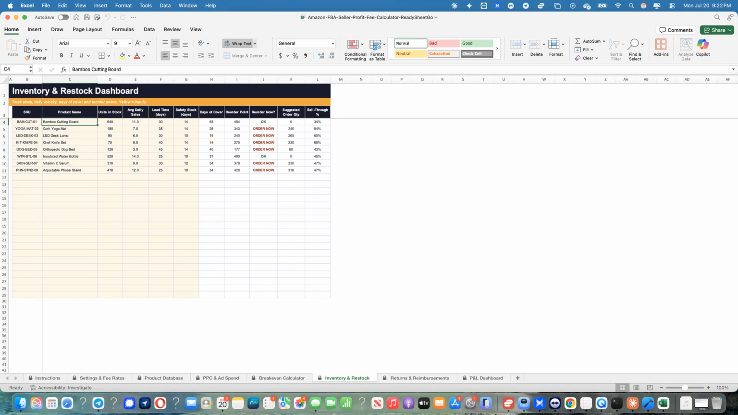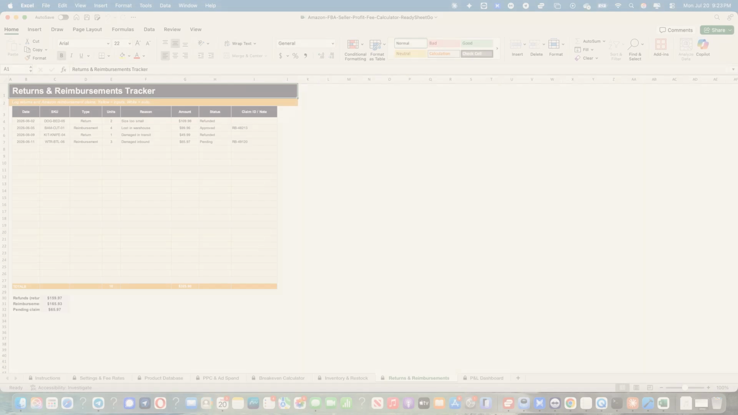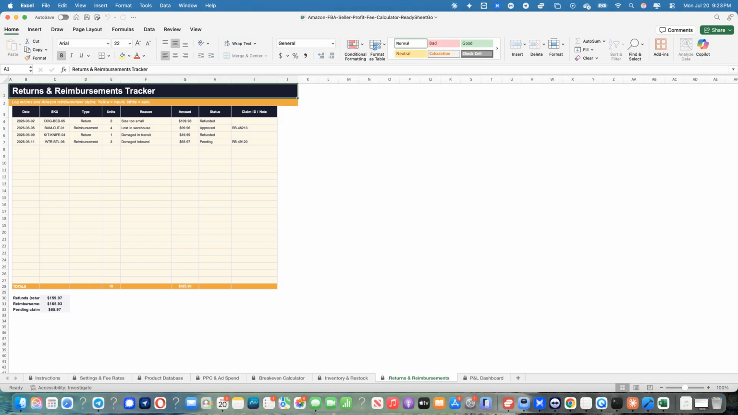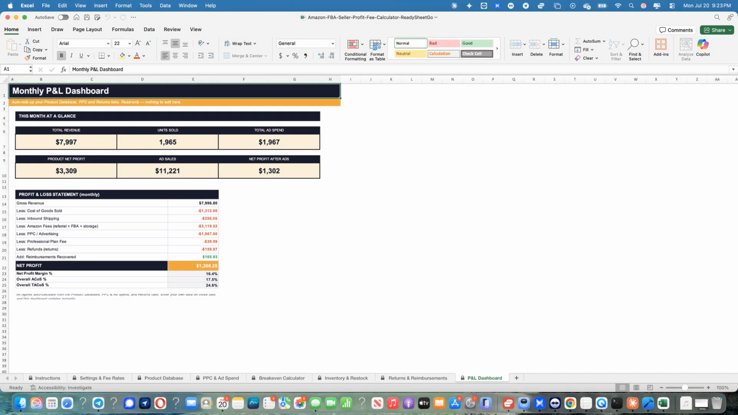Inventory and restock watches your days of cover and tells you when to reorder before you go out of stock and lose your ranking. Returns and reimbursements logs refunds against money Amazon owes you back, including claims still pending.